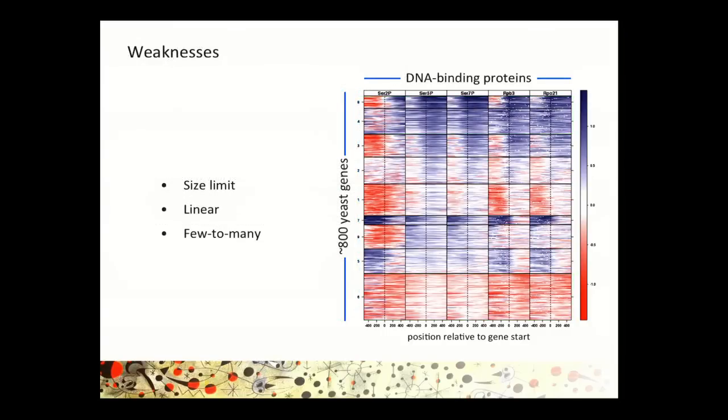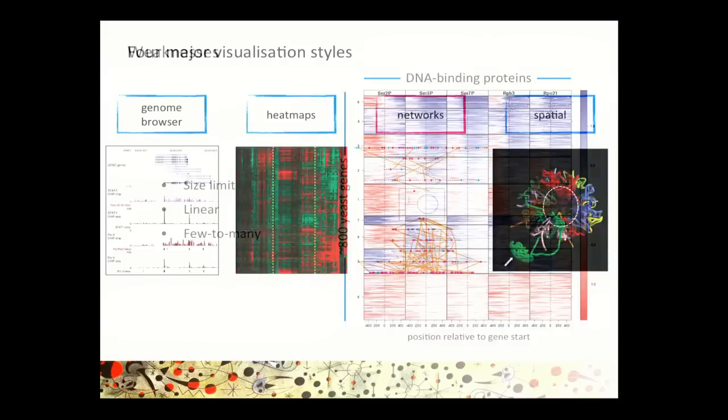Some of the weaknesses here are very similar to the weaknesses found in the genome browser view: size limit, linear. Again, the relationship is few to many. This time it's the opposite way around because you're limited in the number of DNA binding proteins that you can display on any given list of genes.